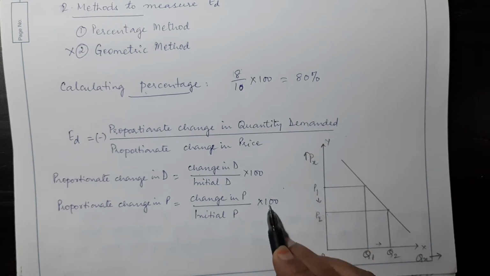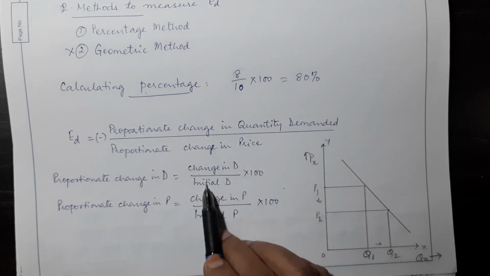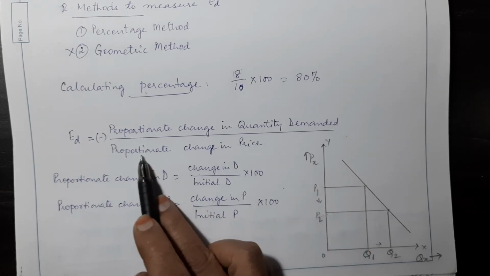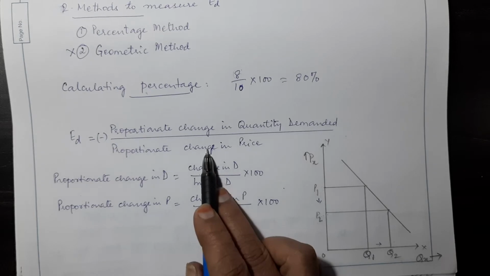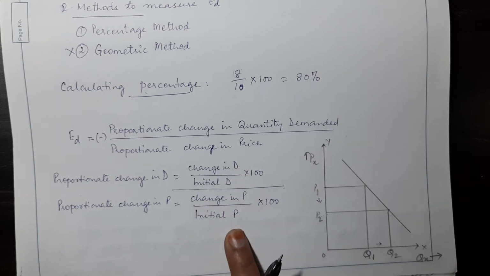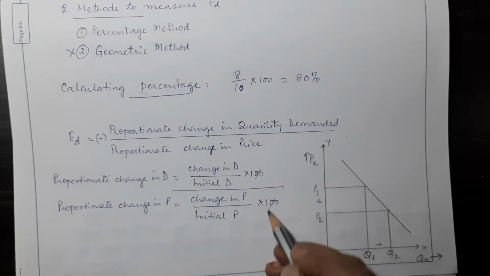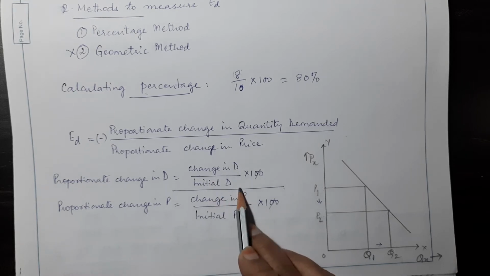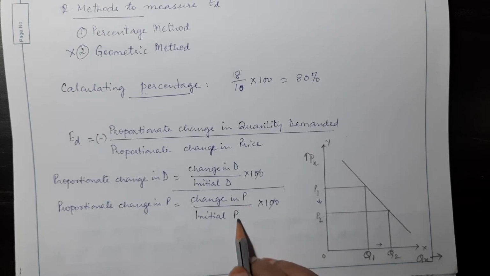into 100. Okay, so if you put these values over here, proportionate change in quantity demanded is given by change in demand by initial demand into 100, which is the numerator. Proportionate change in price is change in price by initial price into 100, which is in the denominator. So this is the numerator, this is the denominator. So what happens is this 100 divided by 100 is 1, so that will go, and you are left with change in demand by initial demand divided by change in price by initial price.